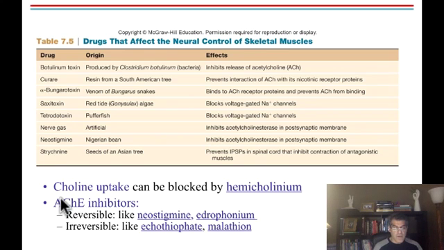What do you think would be the result? Well, then acetylcholine is not going to break down. It's going to sit on the nicotine receptor and it's going to stimulate the receptor for a longer period of time.